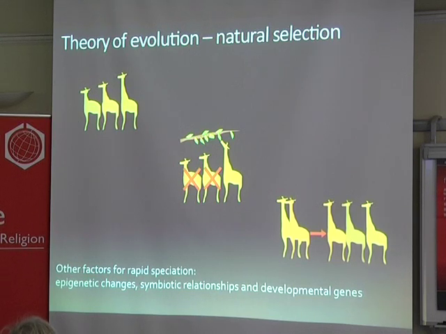slowly but surely the population can acquire new traits and can change its composition. So that's, of course, many times more complex than that. There are other factors for speciation and for changing populations: epigenetic changes, symbiotic relationships, developmental genes that can have a huge effect in a small amount of time. So there are many things, but basically, that's just to give you a talk on natural selection.